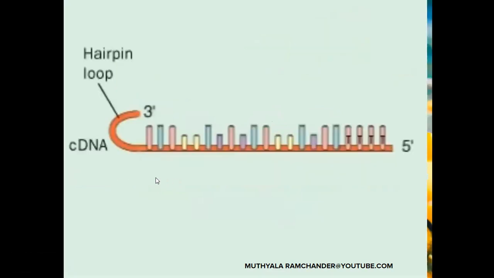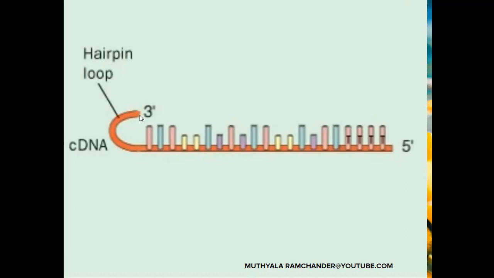The 3' end of the single-strand DNA turns into a hairpin loop-like structure with the help of reverse transcriptase enzyme and also with the help of nuclease enzymes. The nuclease enzymes and reverse transcriptase enzymes mainly help in the formation of the hairpin loop. The 3' end of the cDNA turns into a hairpin loop-like structure.